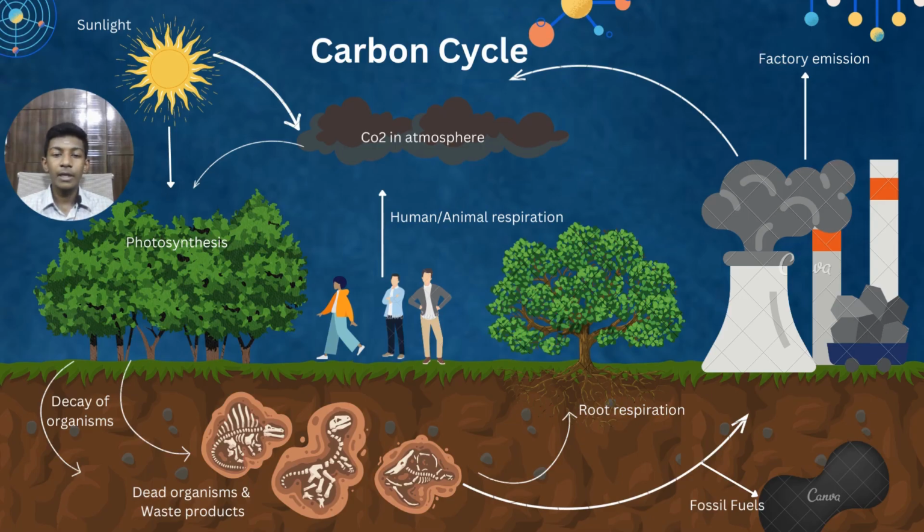Now let me explain to you the process in the carbon cycle. Carbon present in the atmosphere is absorbed by plants for photosynthesis. These plants are then consumed by animals and carbon gets bioaccumulated into their bodies. These animals and plants eventually die, and upon decomposing, carbon is released back into the atmosphere.